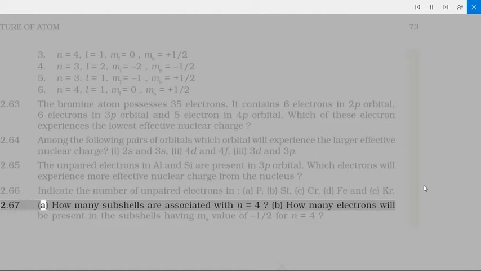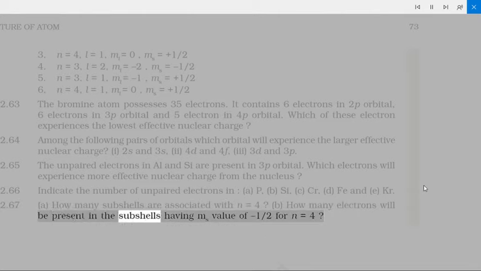2.67 A. How many subshells are associated with n = 4? B. How many electrons will be present in the subshells having ms value of −1/2 for n = 4?